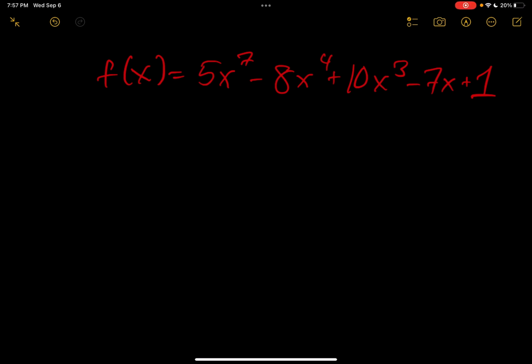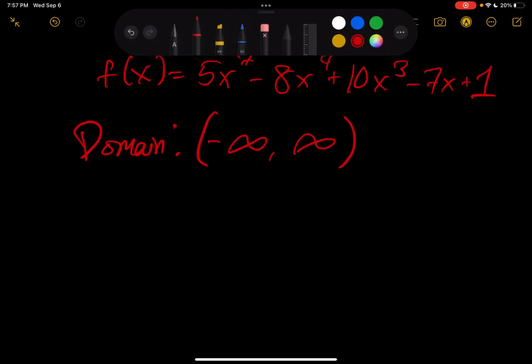And then I look, do I have a rational function? I sure don't. I don't have a fraction. A radical function? Absolutely not. I'm not seeing anything. So my domain here, again, is the set of all real numbers and in interval notation, negative infinity to positive infinity, parentheses, infinity cannot be contained. Okay, let's go to the next one.